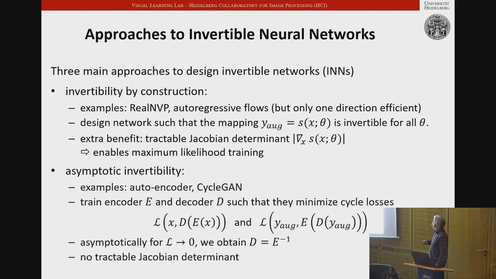So then we can also give up the invertibility by construction and use just asymptotic invertibility, which means that after infinite training time, the whole thing becomes invertible. An example is the autoencoder or the CycleGAN, where we have additional cycle losses. And once the cycle losses become zero, we know that the encoder and the decoder are inverses of each other. They usually don't have the tractable Jacobian, so they don't support maximum likelihood training.